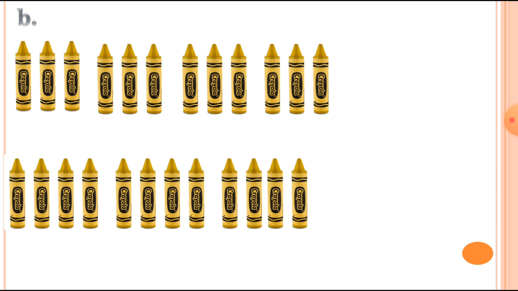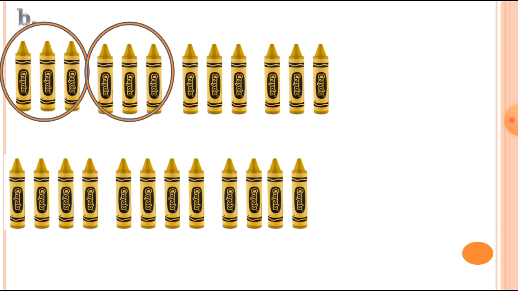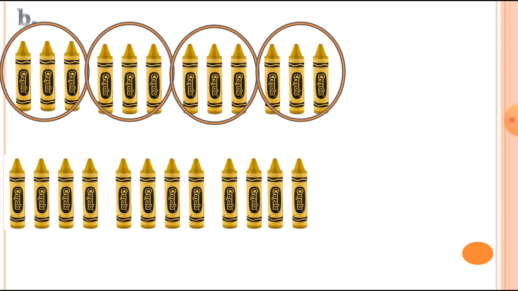Let's see sum number B. Here are some crayons. So let's make the groups first. Group 1, group 2, group 3 and group 4. So our first digit will be 4.